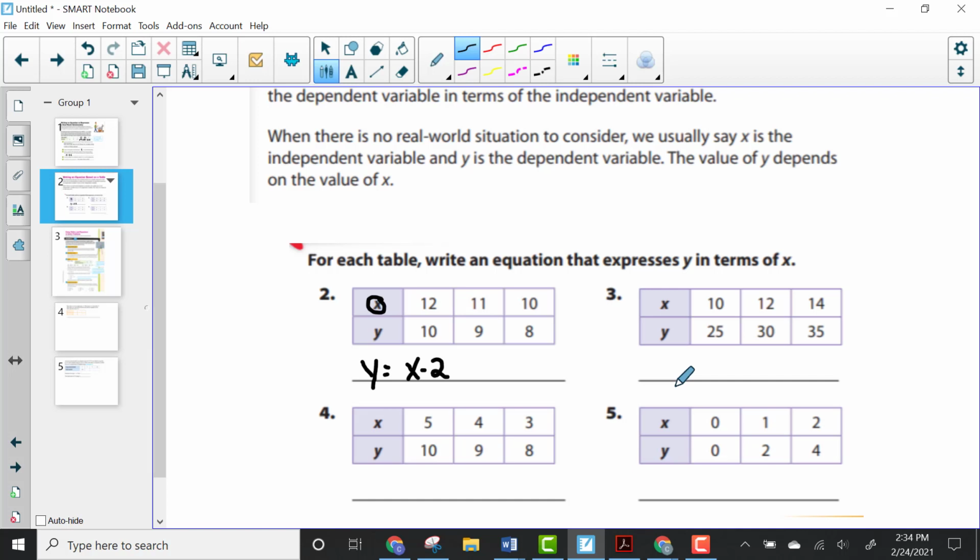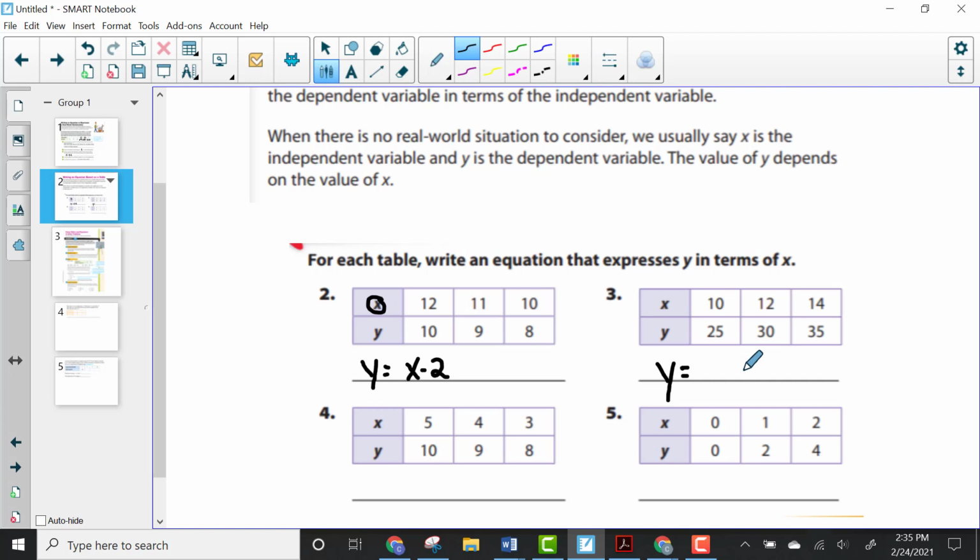Let's take a look at number 3 together. So we have 10 going to 25. First of all, we could ask what are we doing to 10 to get to 25? We want to start out with Y equals something happening to X. So I could say add 15. Is it Y equals X plus 15? Let's see if it works. 27 plus 15 does not give me 30 though. So I have to go back and check.